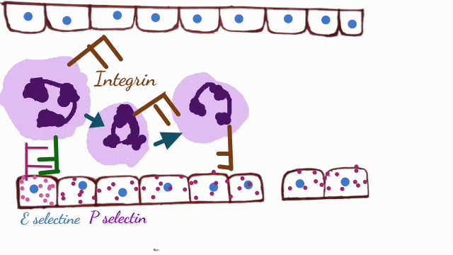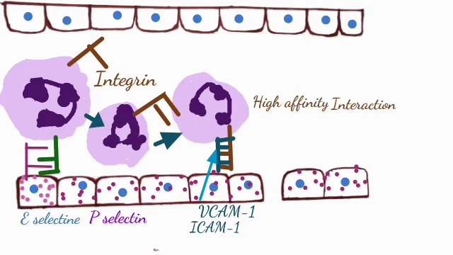At this point, the expressed integrins on leukocytes will bind with VCAM1 and ICAM1 of endothelium. VCAM means vascular cell adhesion molecule and ICAM means intercellular adhesion molecule. This VCAM and ICAM also remain stored in endothelium like selectin, but after exposure to cytokines, interleukin 1 and tumor necrosis factor, they become exposed over the endothelial surface. Binding of integrins of leukocytes and VCAM or ICAM of endothelium causes firm adhesion of leukocytes with endothelium, as it is a high affinity interaction, meaning strong bond.